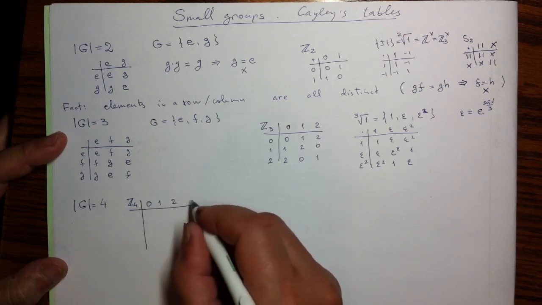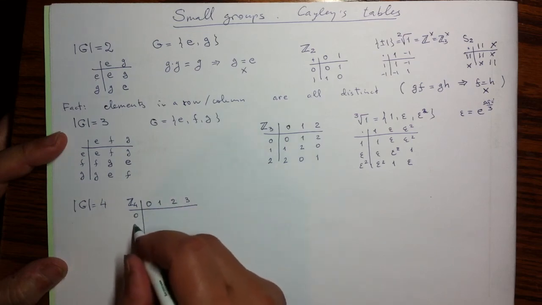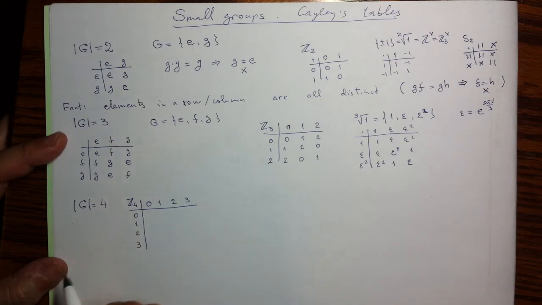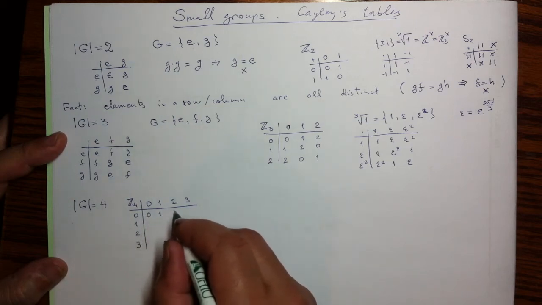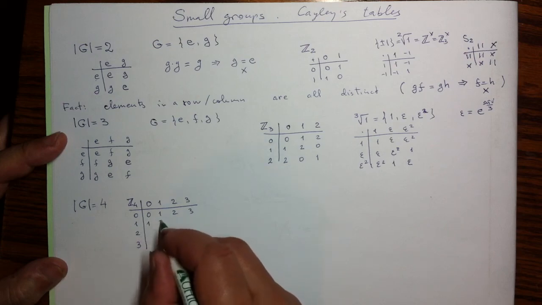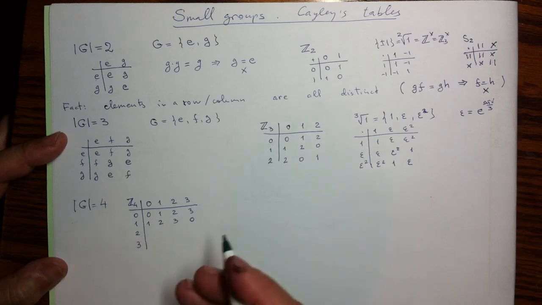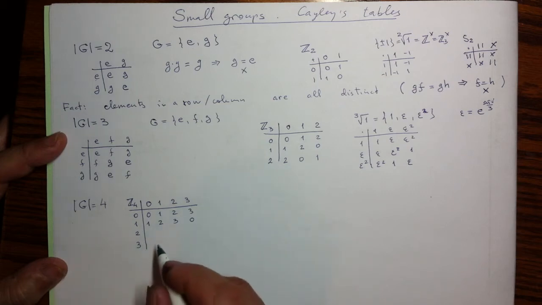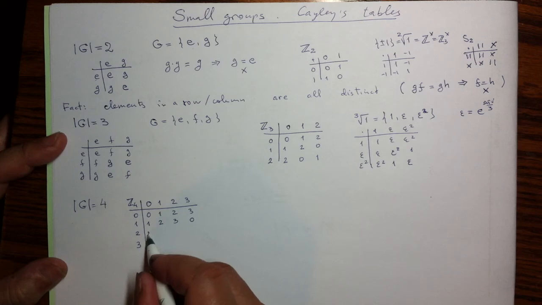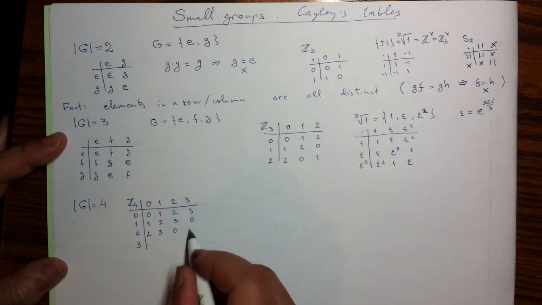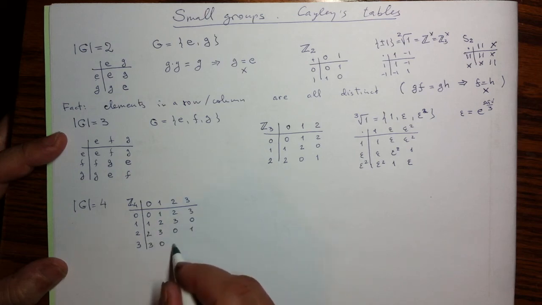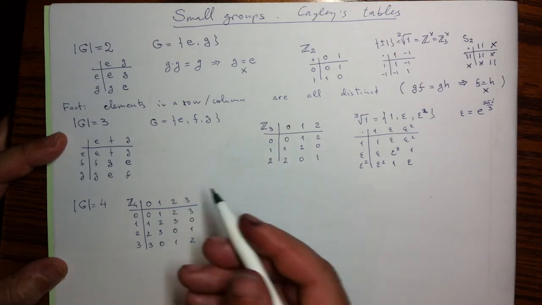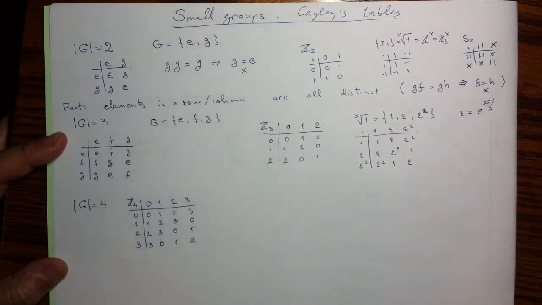Now I have 4 remainders, and computing the addition, I will have this shifting pattern. So every next row will be obtainable from the previous by 1 step shift to the left. You can check that that is indeed the addition table modulo 4.